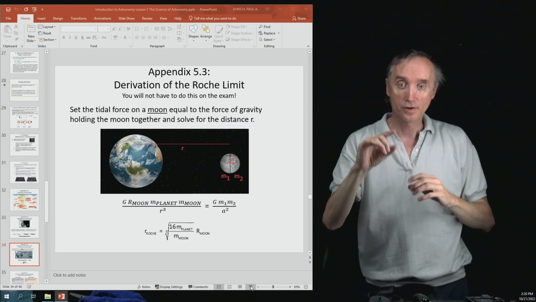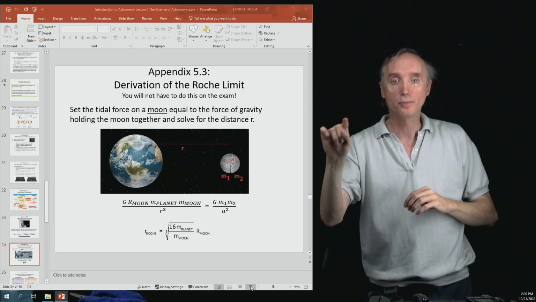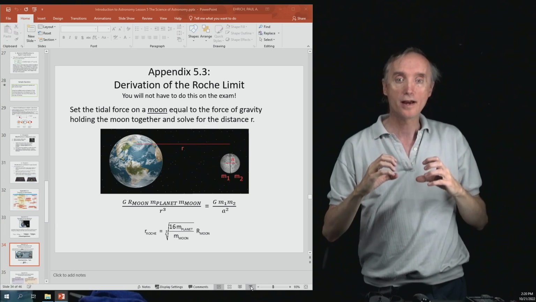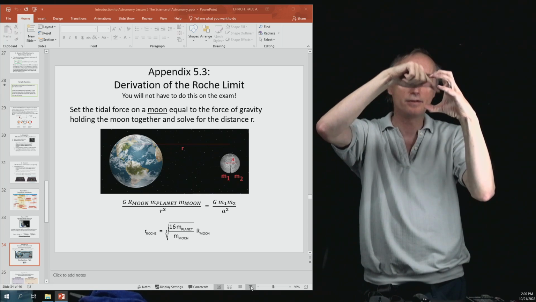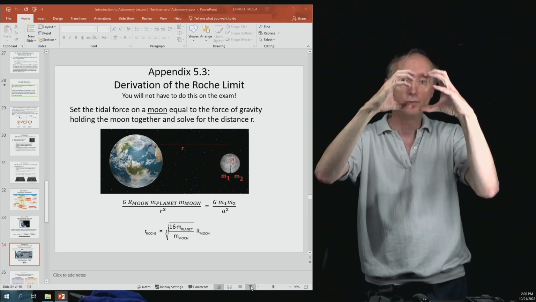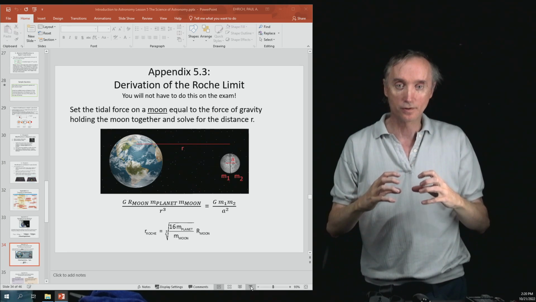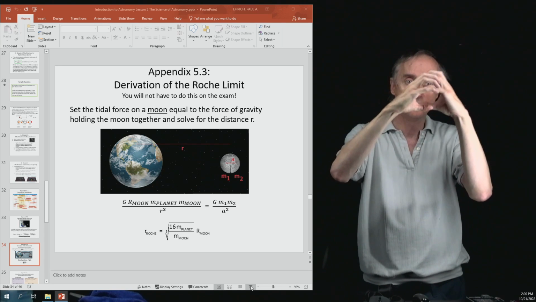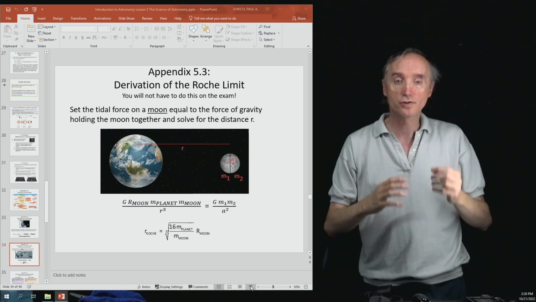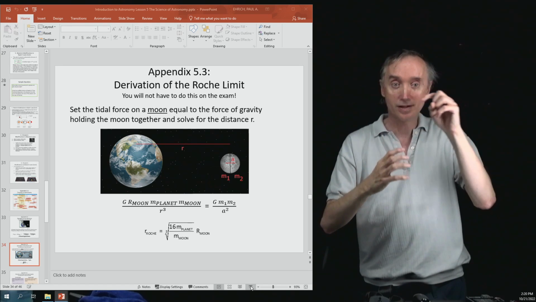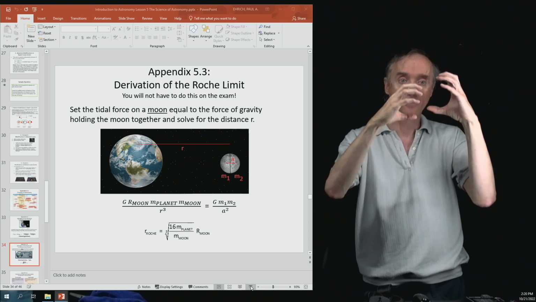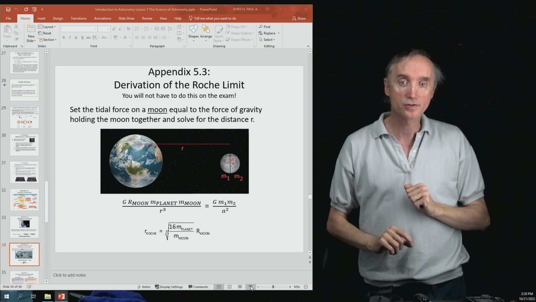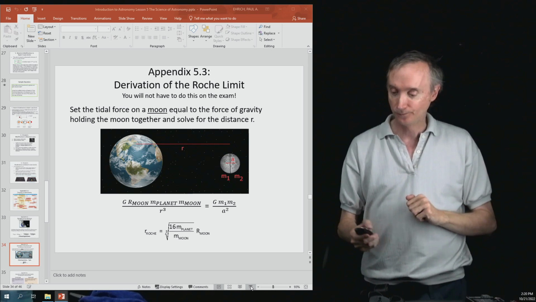Okay, but there's also the gravity of the planet that's pulling on this half over here, and the gravity of the planet that's pulling on this half over here. So if we set those two forces equal to each other, the tidal force, and we're going to set that equal to the force that's holding the moon together, we'll find that at a certain distance, the tidal force will become greater than the force holding this together, and then it's going to pull it apart. And so if you do the mathematics, you end up with that formula there.